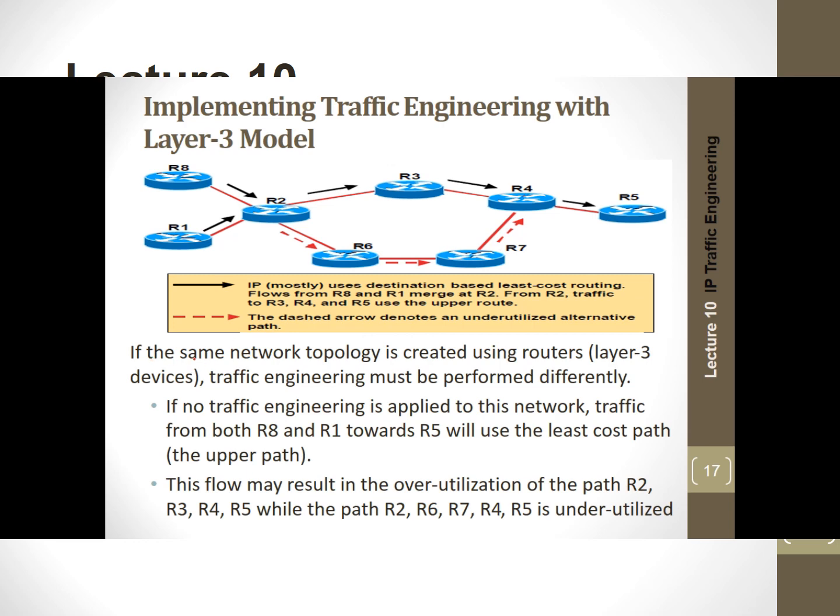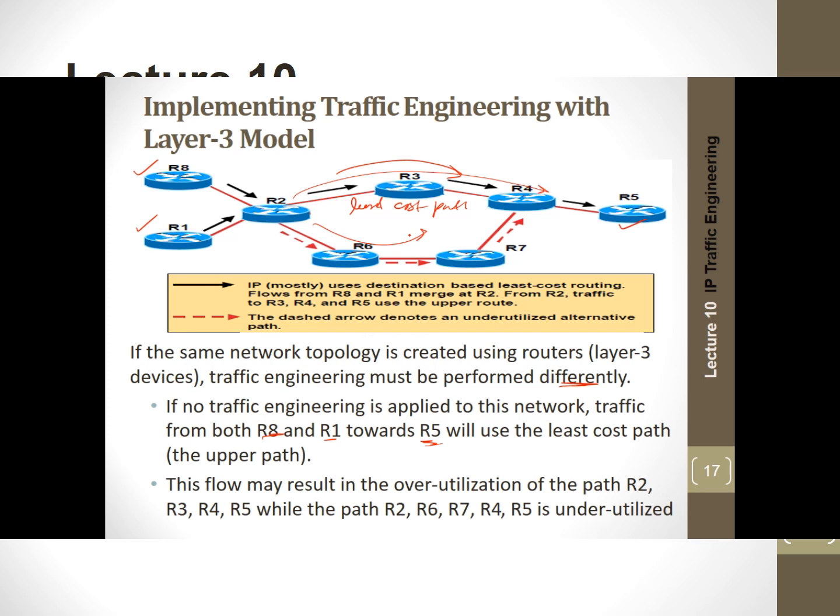Okay. So if the same network topology is created using routers, layer 3, we have to apply traffic engineering differently. It says if no traffic engineering is applied to this network, traffic from both R8 and R1 towards R5 will use the least cost path, which is the upper path. So this flow may result in the overutilization of the path R2, R3, R4, R5. So this path will be overutilized. Why? There is no traffic engineering. We are not forcing any kind of traffic to use this path.